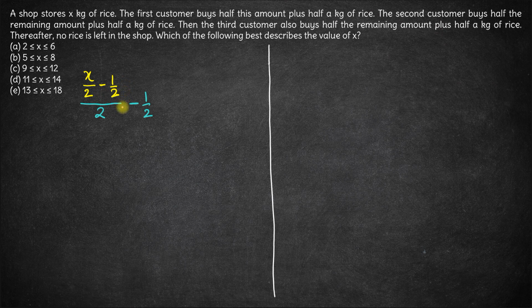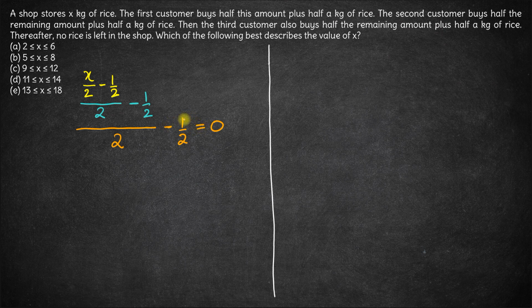Now the third customer comes and the third customer buys, sorry, not half kg, half of this. So if the third customer buys half of this, the shopkeeper will be left with half of this whole thing. Now from this, the third customer again buys half a kg more. So the shopkeeper will be left with this whole thing minus half. Right? This is equal to 0 that we have. Finally, the shopkeeper is left with no rice. Right? So this is what we have.